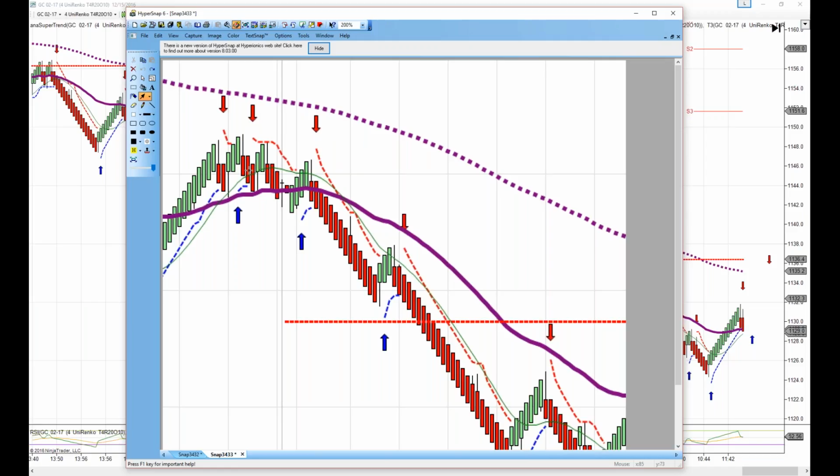Let's look at this next trade here. Again, the 50 moving average needs to be under the 200 moving average. It is.